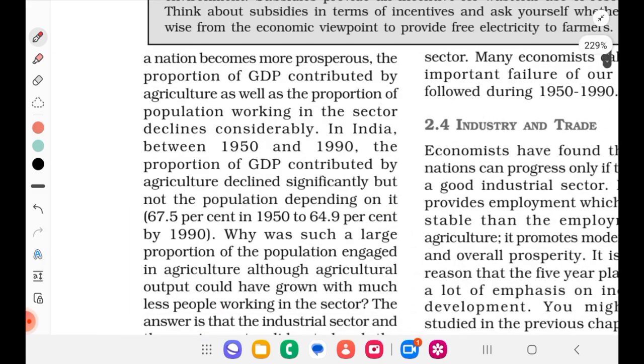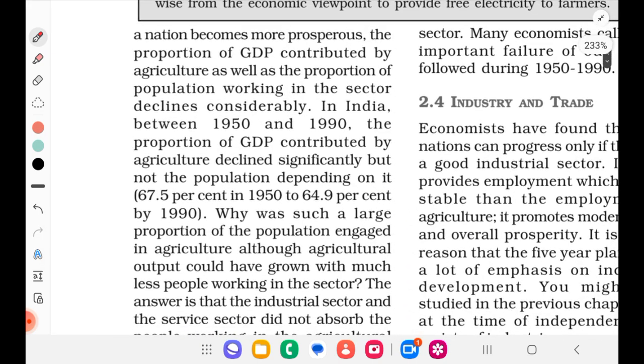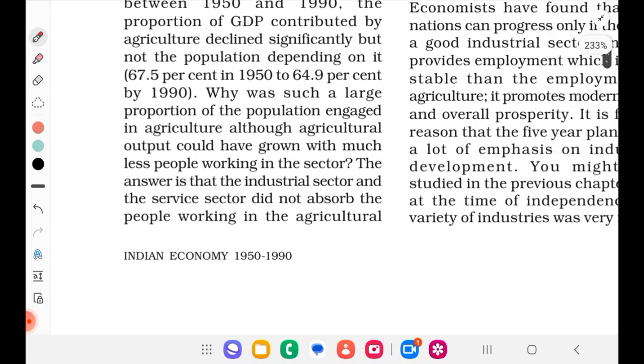as a nation becomes more prosperous, the proportion of GDP contributed by agriculture as well as the proportion of population working in the sector declines considerably. In India, between 1950 and 1990, the proportion of GDP contributed by agriculture declined significantly, but not the population depending on it. It declined only from 67.5% in 1950 to 64.9% by 1990.